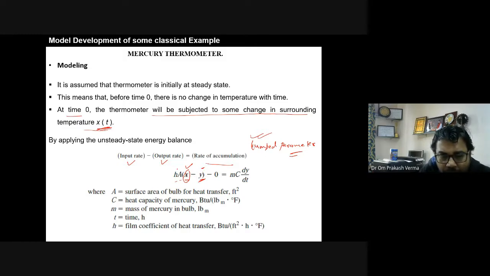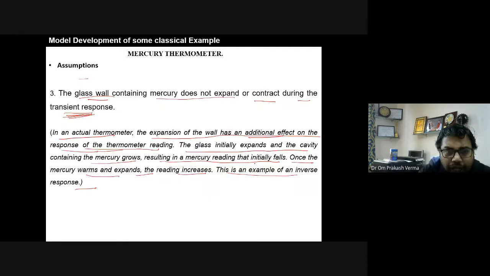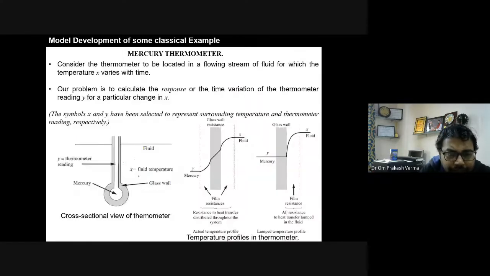Okay. So we have considered hA(x minus y). That is your input rate; the output rate is known. We assume that the system is ideal, so no heat transfer is from the thermometer to outside. Whatever the temperature is, the heat transfer is going on from the surrounding only into the mercury. And what is the accumulation? Accumulation is obviously the mercury level going high.